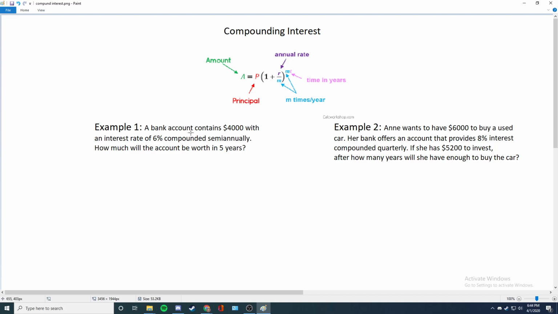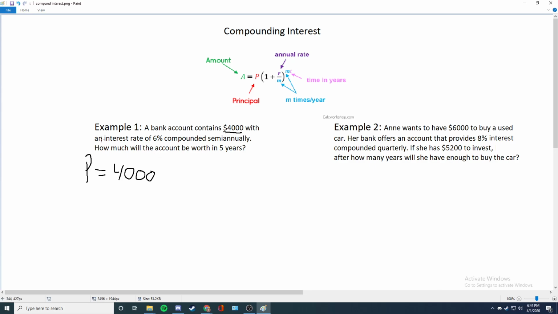So first, we have to figure out which of these numbers go to which part of the equation. So first, it says that a bank account contains $4,000. Contains $4,000. So the initial starting amount will be the principal P. So that says that P is 4,000.